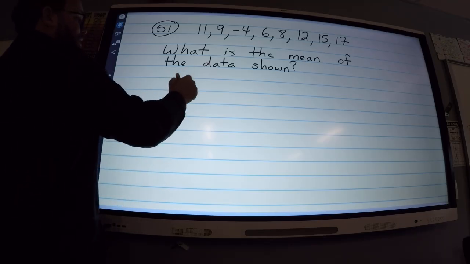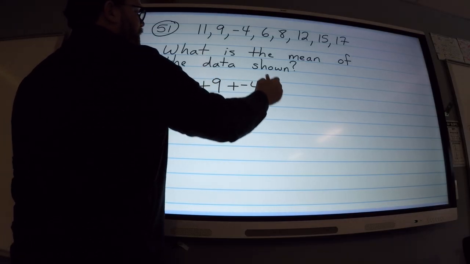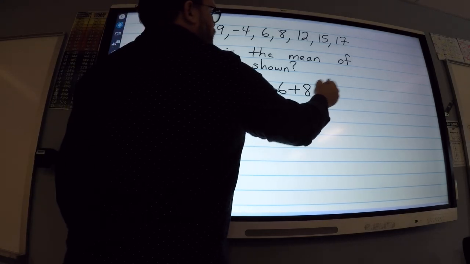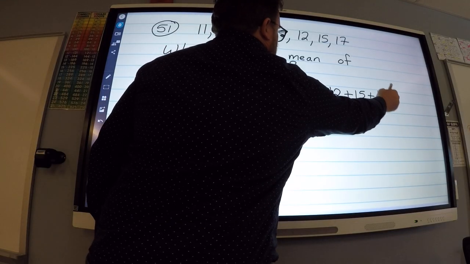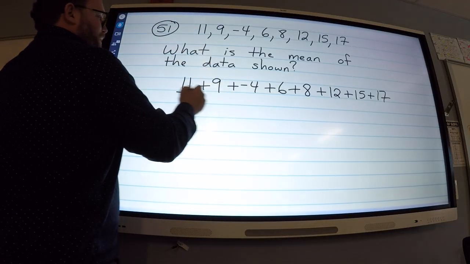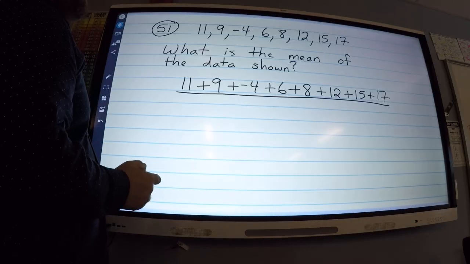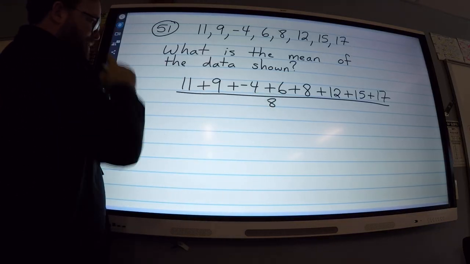Okay, so we're going to do 11 plus 9 plus -4 plus 6 plus 8 plus 12 plus 15 plus 17. Now we're going to divide all of that by, well, there's 8 values, all right? So let's add these up.